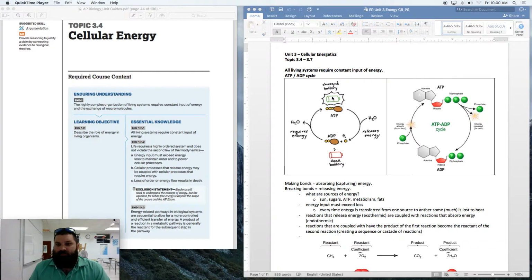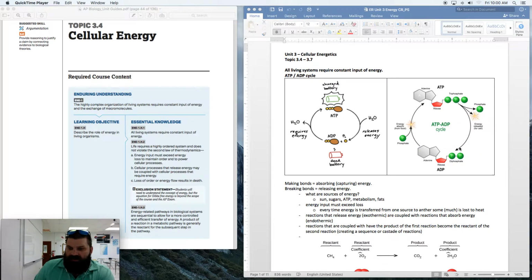All living systems require a constant input of energy. You should be familiar with the ATP-ADP cycle. These two diagrams are the same, at different levels of detail. Remember that ATP is the triphosphate, shown here with 1, 2, 3 phosphates. ADP is the diphosphate. These phosphate-to-phosphate bonds are high energy, so the more high energy bonds there are, the greater the amount of energy stored.